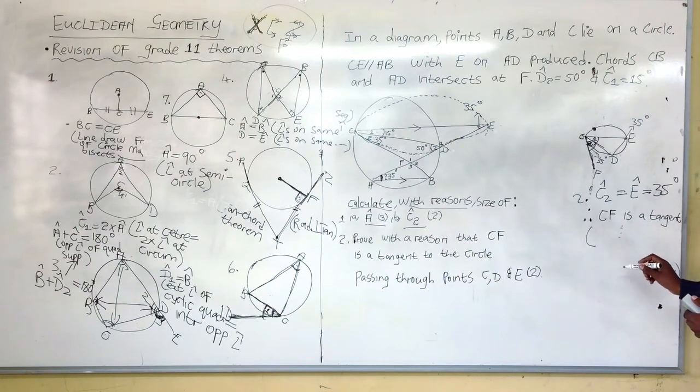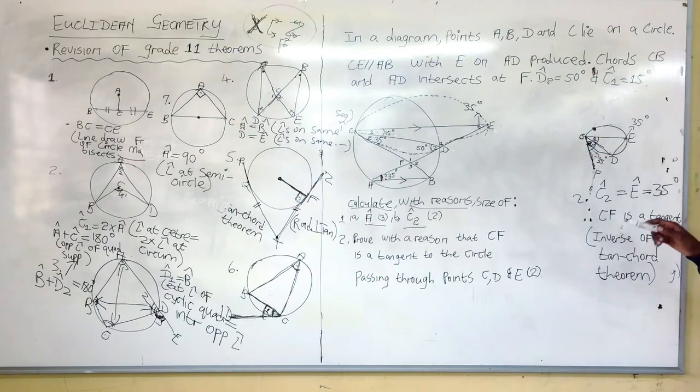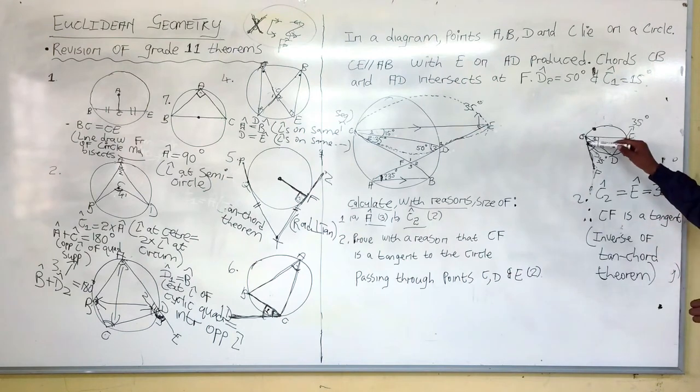Why do we say it's a tangent? This is the inverse of the tan chord theorem. Why do we call it the inverse of the tan chord theorem? It is because when you prove this theorem, you say that CF is already a tangent. So if CF is already a tangent, therefore this angle is equal to this angle. In our case, we didn't know that CF is a tangent. We had to prove that CF is a tangent.